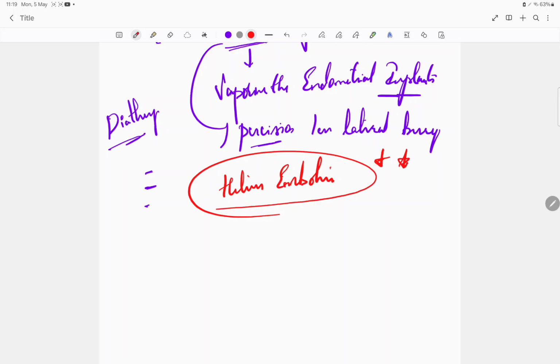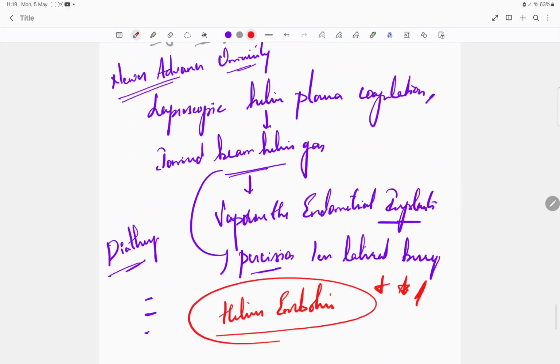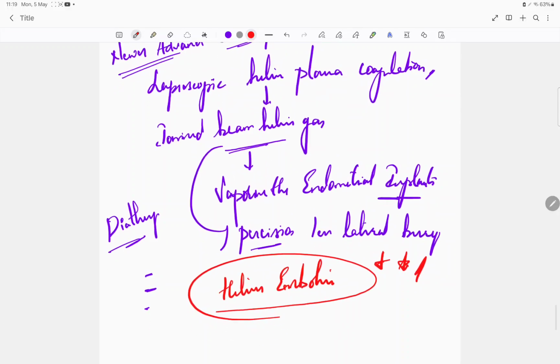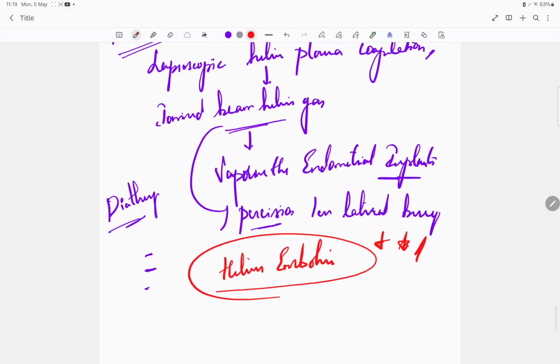Helium embolism. Okay, so this is about the newer advances, basically the helium vaporizer, helium coagulation, helium plasma coagulation. And there is one small flow chart. We'll go through that flow chart. It is an important flow chart. We'll see what it is.